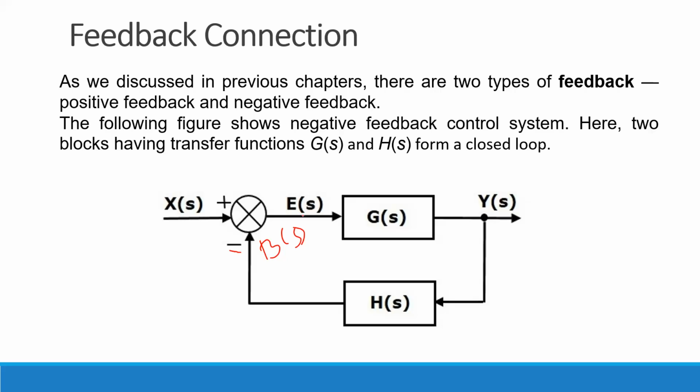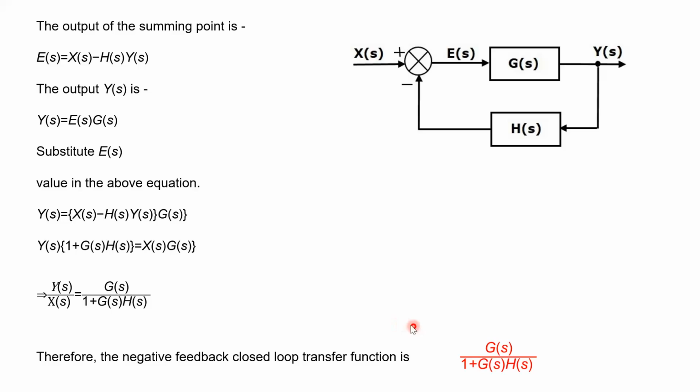Now this e of s is the input for g of s. This is the gain, this is the input, this is the output. So y of s is equal to g of s into e of s. That is your output, but e of s is again dependent on b of s, which is the feedback of our output. So y of s is dependent on this h of s. Let us see the relation between them.